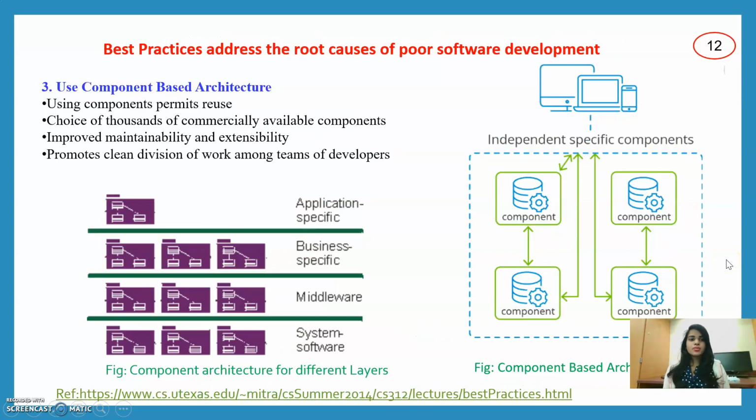And the third one is use component-based architecture. If we use component-based architecture, we have different layers like the application-specific layer, business-specific layer, middleware layer, and the system software layer. And this is a system having the different components.